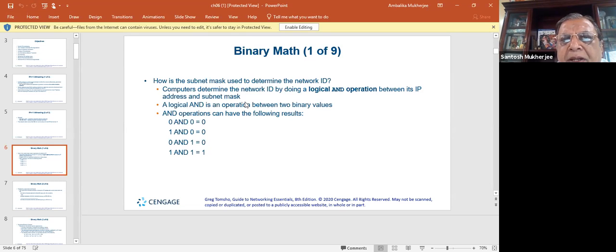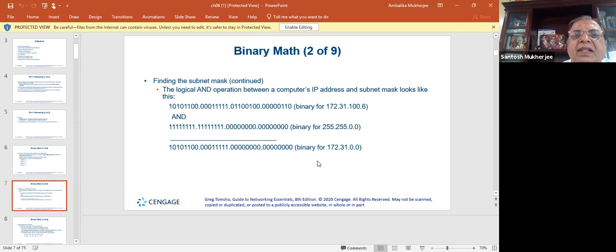A logical AND operation between two binary values can have the following results: 0 and 0, 1 and 0, 0 and 1, and 1 and 1. So these are the four different combinations you can have in the operation. Finding the network ID, the logical AND operation between the computer IP address and the subnet mask looks like this.